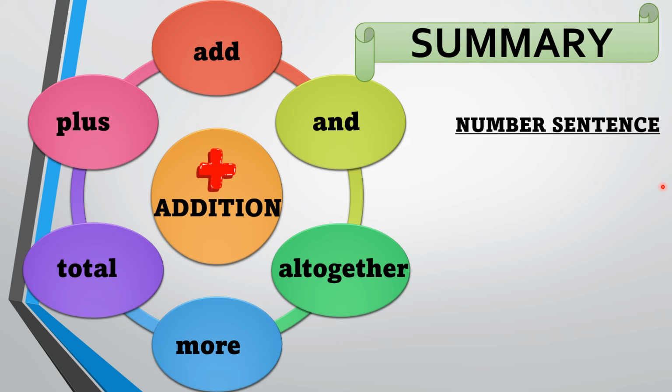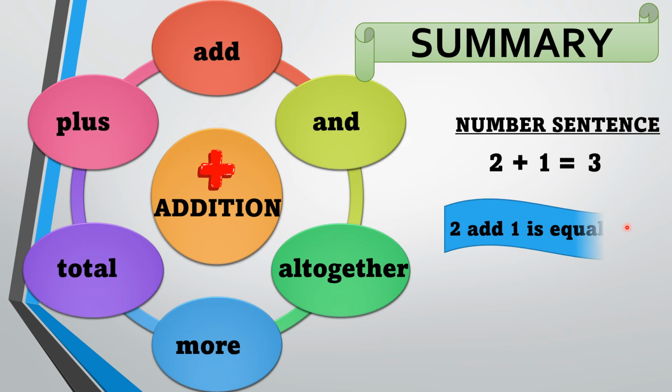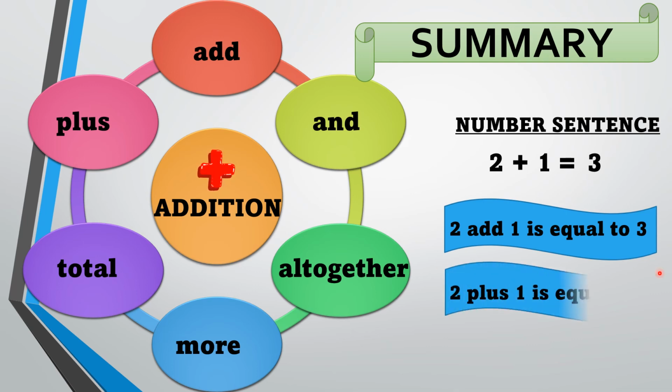Then we are also learning about the number sentence. 2 plus 1 equal to 3, or like we learn in this book, 2 add 1 is equal to 3. But I just told you that there is another word yang sama maksud dengan tambah, which is plus. We also can say that 2 plus 1 is equal to 3. 2 plus 1 or add 1 is equal to, yang ini sama dengan, is equal to 3.